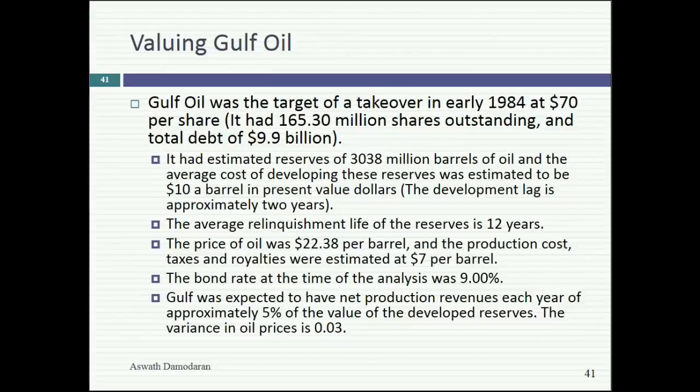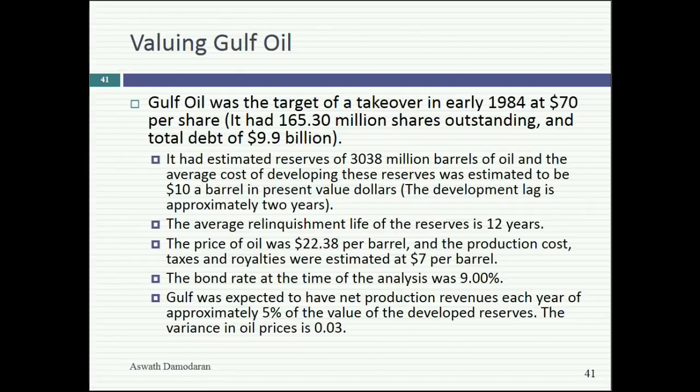So here's what I'm going to try. I'm going to take a real oil company, and this is way back in time, and I'll explain why I had to go back this far in time to try this out. It's a company called Gulf Oil. It was targeted in a hostile acquisition in the early 1980s. And one of the reasons it got targeted is huge undeveloped reserves, 3.038 billion barrels of oil, and the average cost of developing these reserves was about $10 a barrel. So 10 times 3,038 is $30.38 billion. If they're willing to spend that much, they can develop all these reserves.